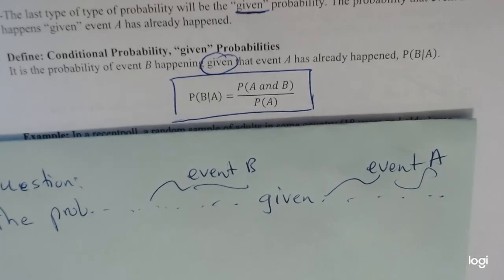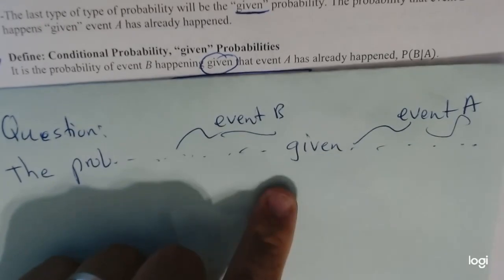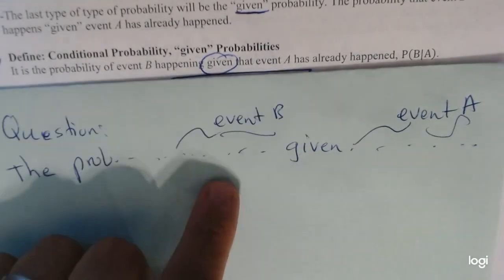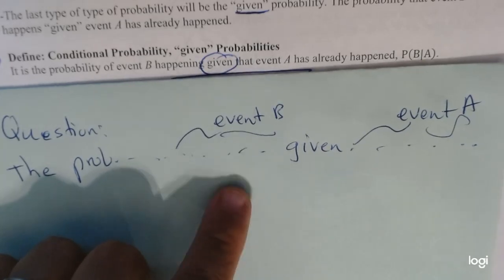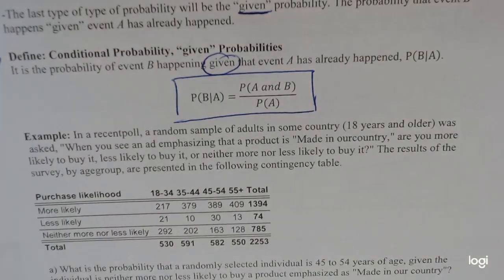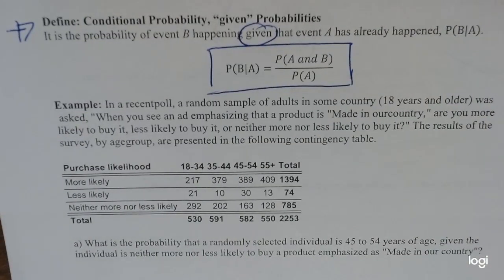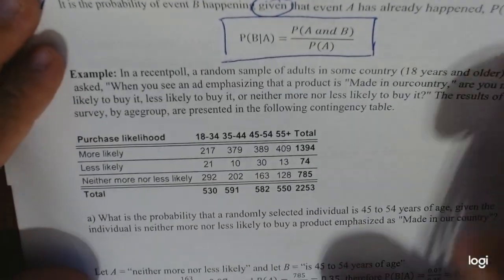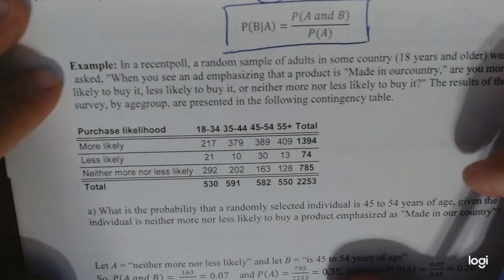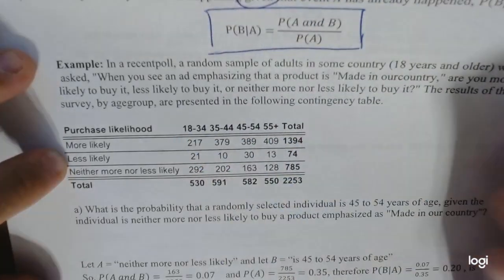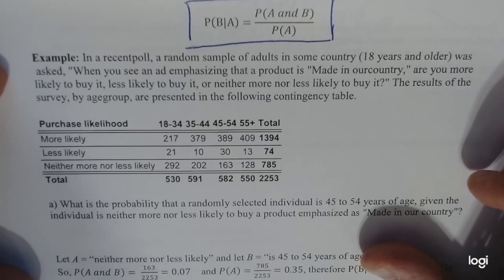Okay. So when it comes to the givens, these are the most difficult because of this portion right here. You must always remember your event A is after the word given. Your event B is always before the word given. Okay. And that's always going to be the framework of it, as you'll see right here in this example. So we go back to our purchases made in America portion. Here they say made in America, when it comes to more likely, less likely, or neither more nor less likely. And here are the age groups respectively.